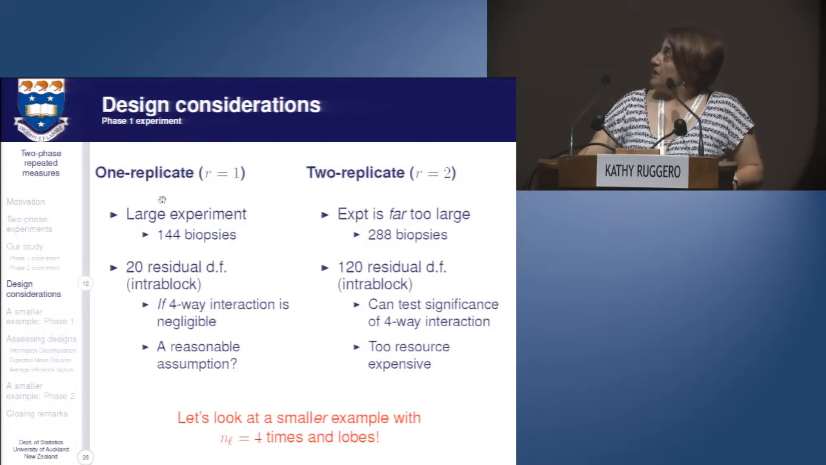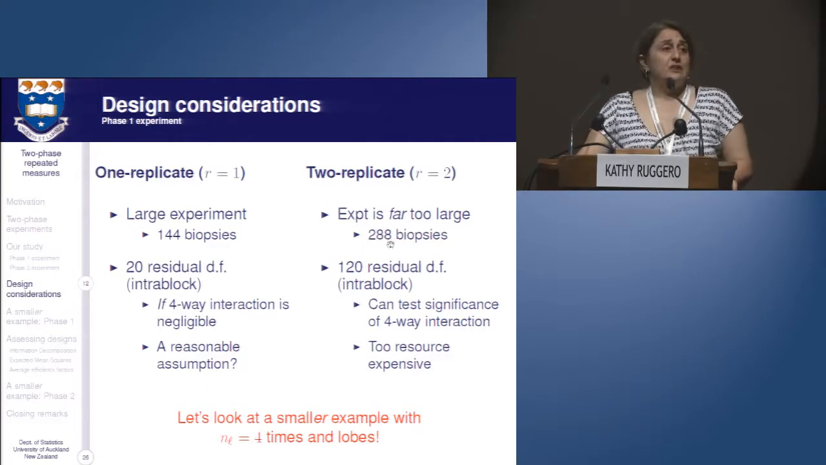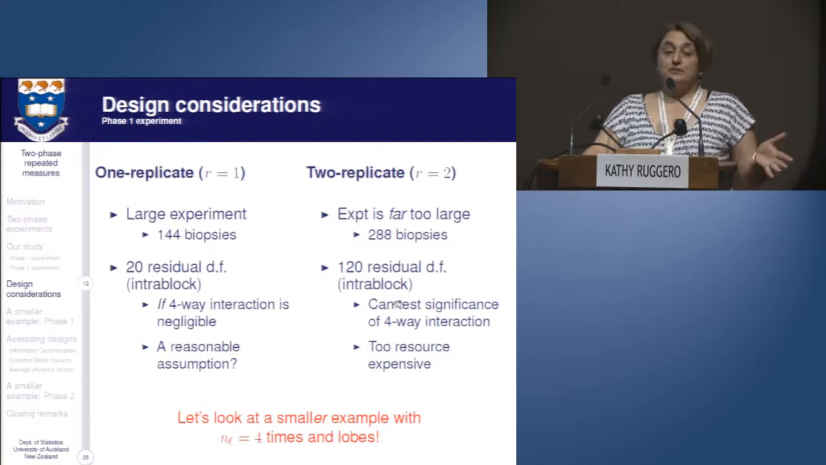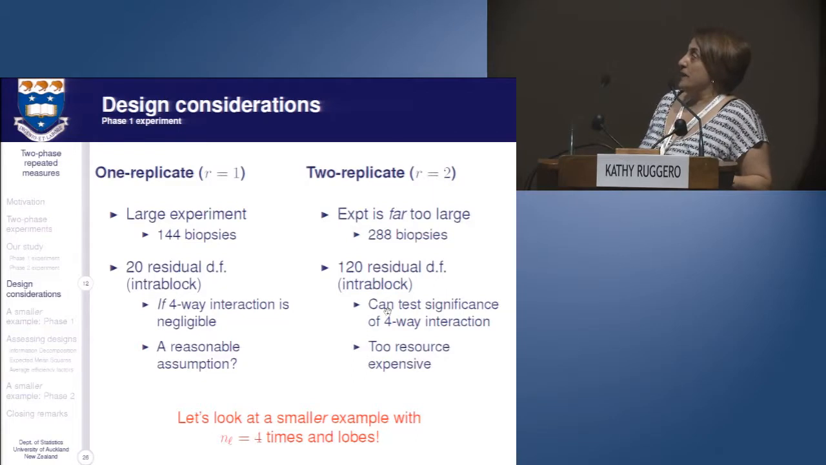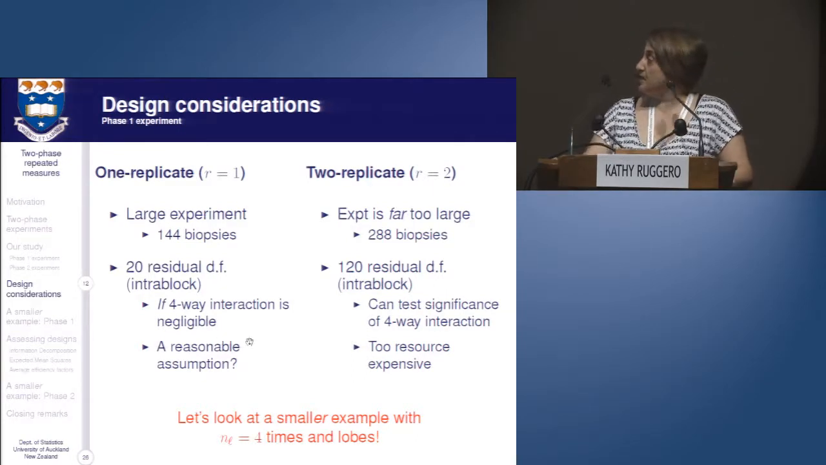So, the one replicate design, it's large. It involves 144 biopsies. It has 20 residual degrees of freedom in the intra-block stratum if the four-way interaction is negligible, but we don't know that this is a reasonable assumption. The two replicate design, this is far too large to be managed and very expensive. There are too many residual degrees of freedom, but of course it affords us the benefit of being able to test for the significance of the four-way interaction. But it's just too resource expensive.